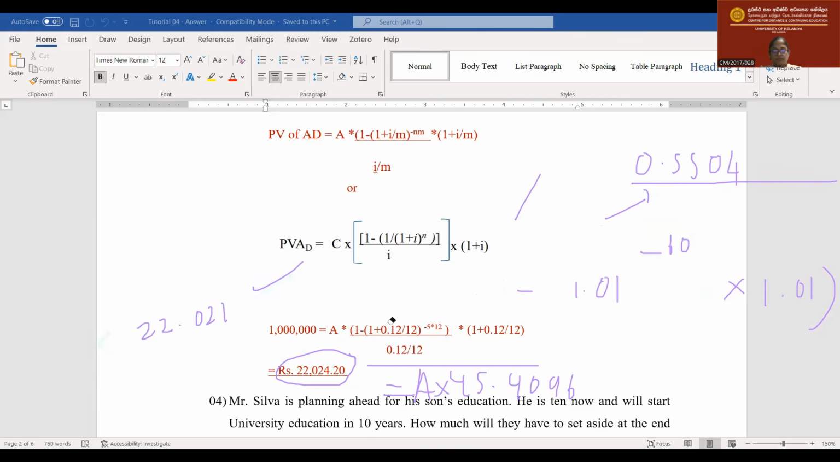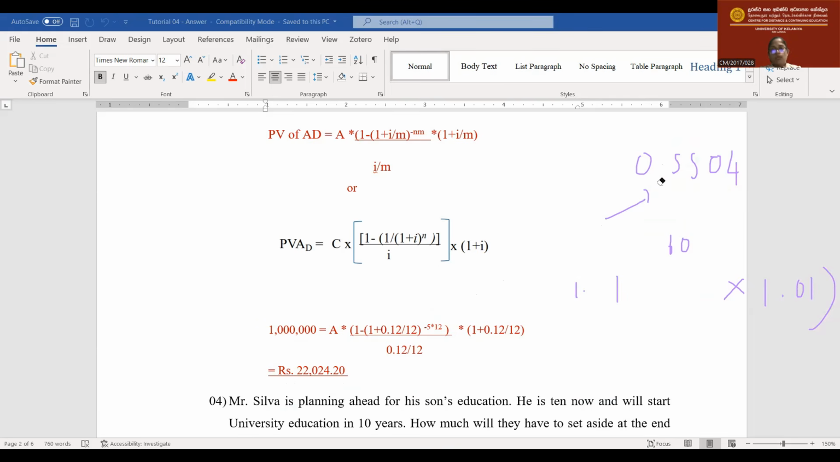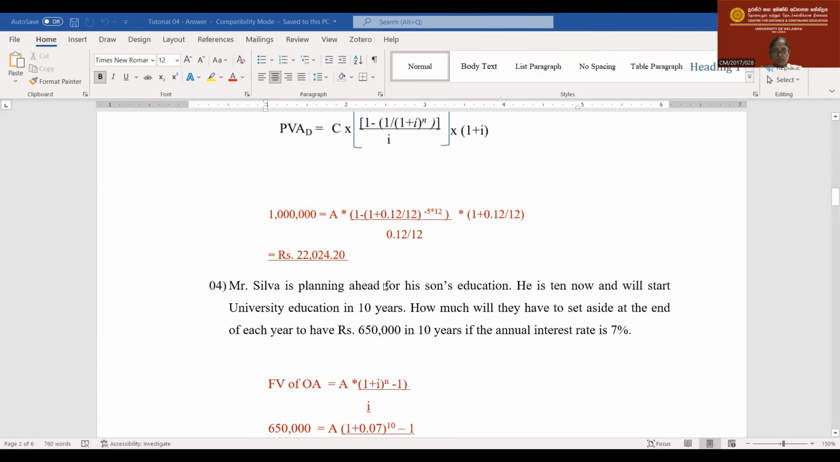Okay, very easy. What you have to do is read the question and first identify whether it's a future value or a present value, or whether it is an annuity due or an ordinary annuity. That's the only thing. After recognizing that, write the formula and then do the substitution. What is meant by PV of AD in this question? It's 1 million. After the substitution, come to the formula and do the adjustments, right?